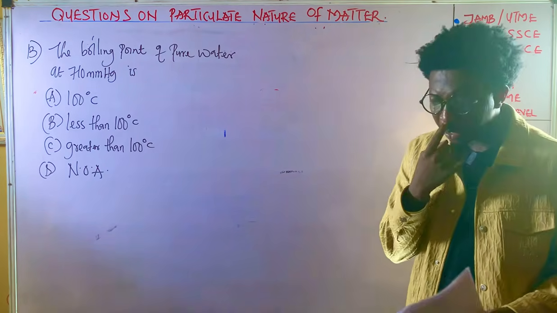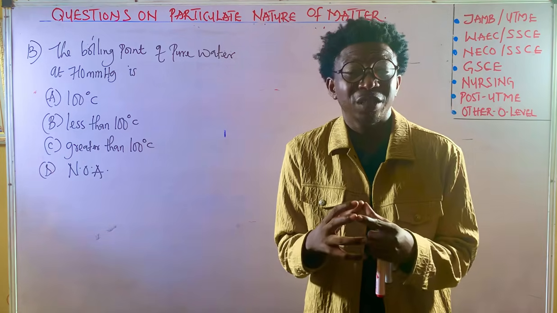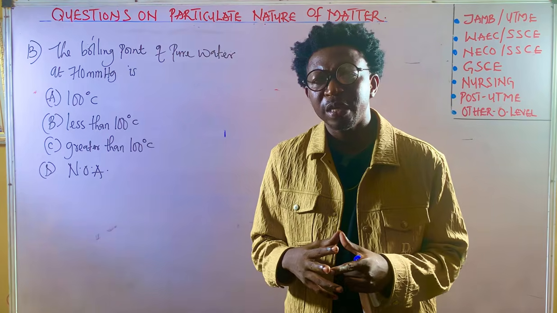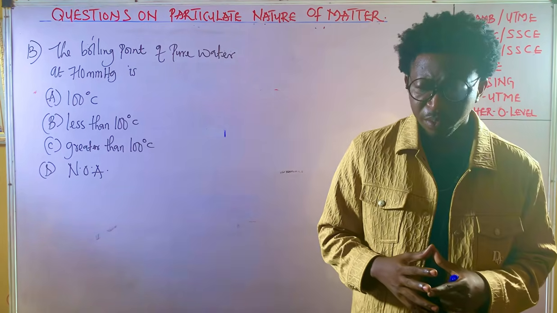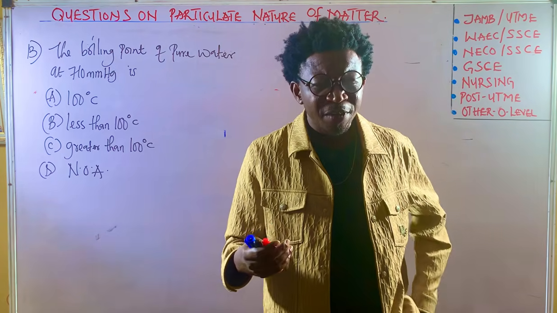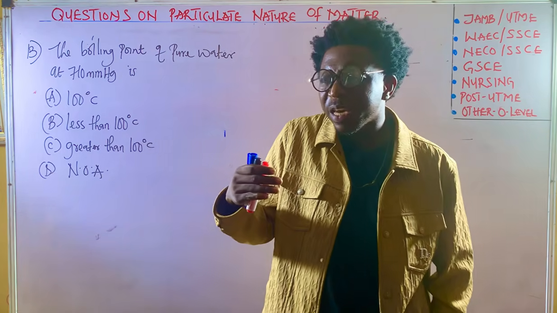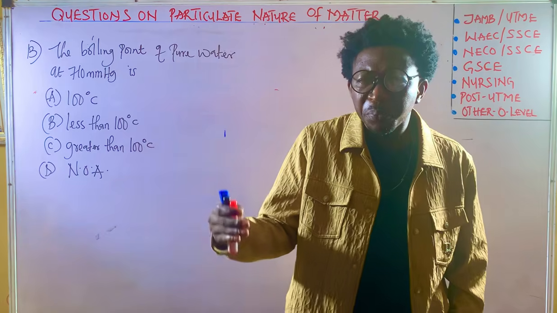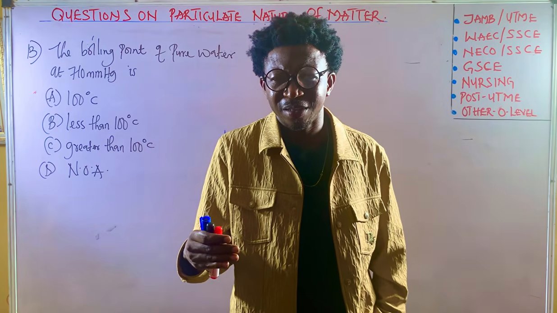First of all, what is boiling point? Some of you will just define boiling point casually. You say boiling point is the temperature at which a liquid boils, or at which a liquid turns to vapor. Now, that is not totally correct. Boiling point is the temperature at which a liquid boils at atmospheric pressure. Atmospheric pressure affects boiling point. I don't know if you grab.